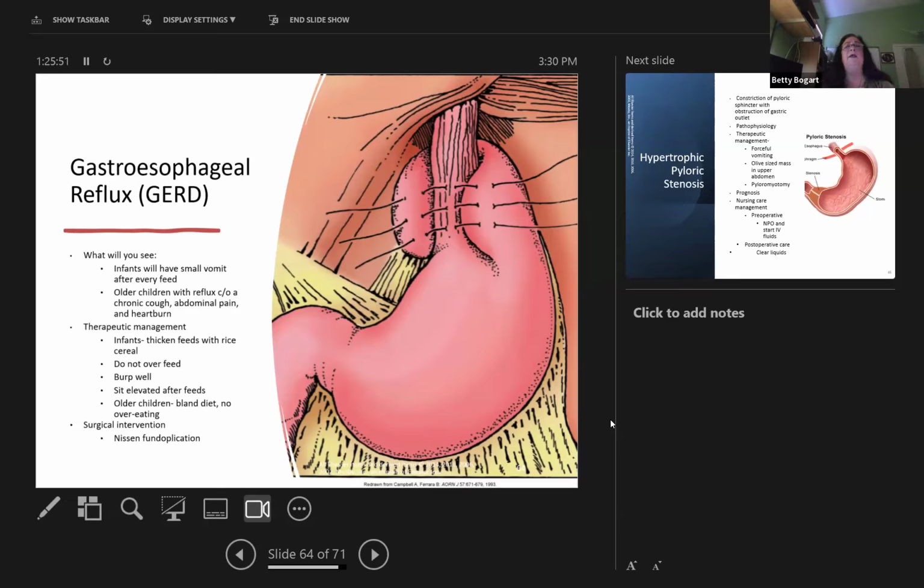The other thing is, how do we feed the child? Number one, you don't overfeed a baby. They must be burped well. And after the feed, they need to sit up for a good half an hour so they cannot reflux, because it burns. It's going to burn up their esophagus.